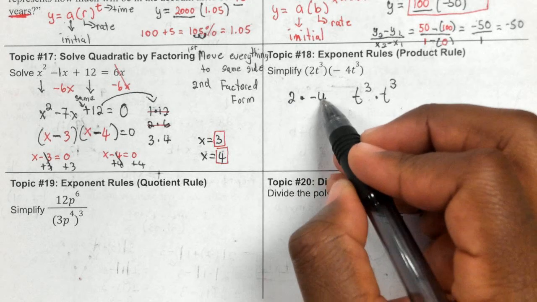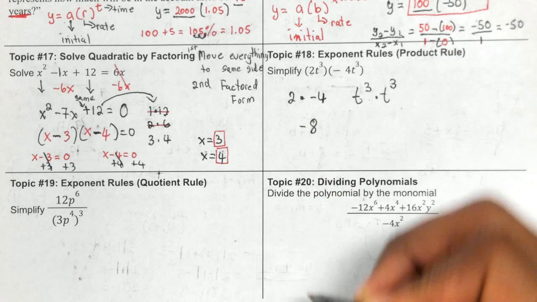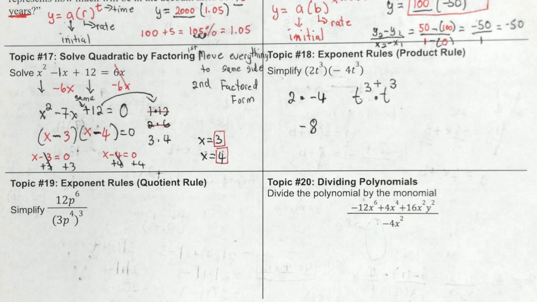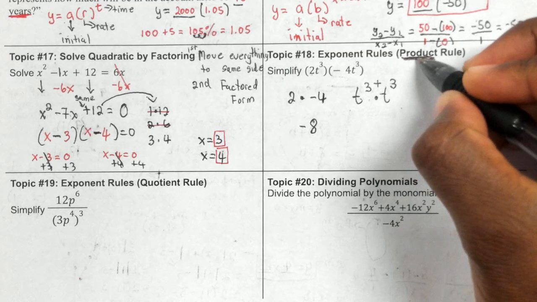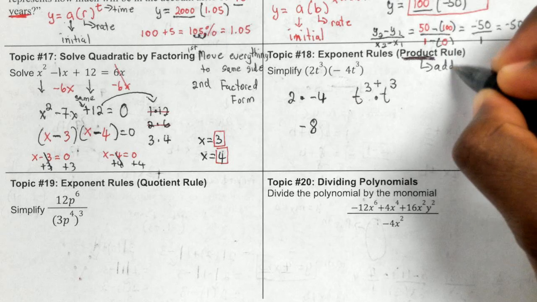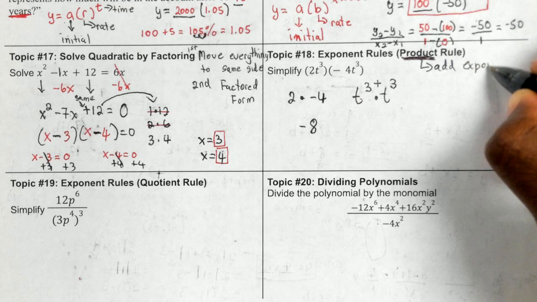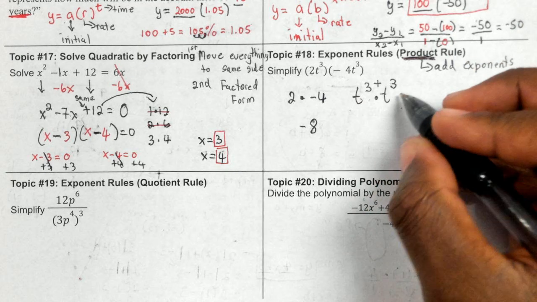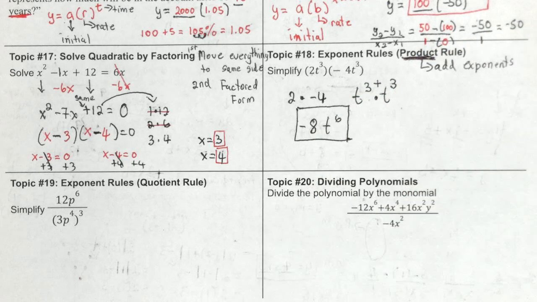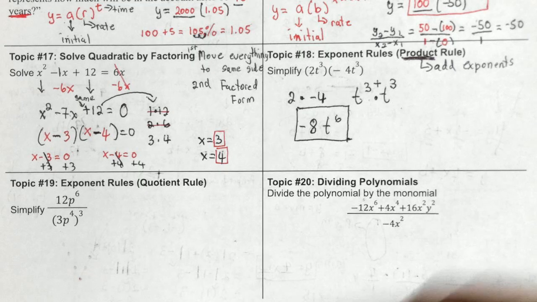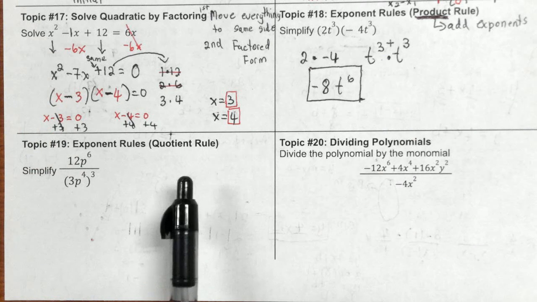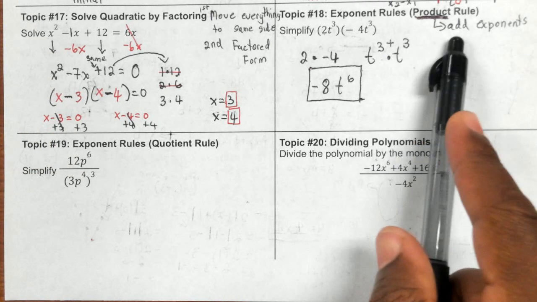So when I multiply 2 times -4, I get -8, okay? When I multiply these, I add the exponents. So again, when you're doing product rule, whenever you're multiplying things that have the same terms, we add exponents, okay? So when I add 3 plus 3, I would get 6. And that would be the result, okay? So next question. So the next question wants to do a different rule. Here we're doing quotient rule. So product is when we add.